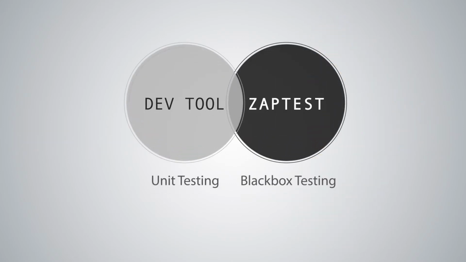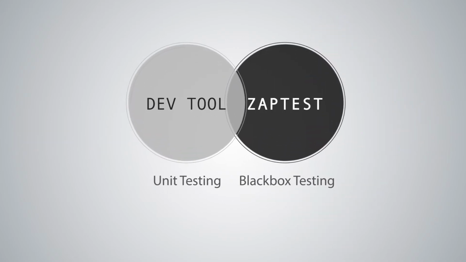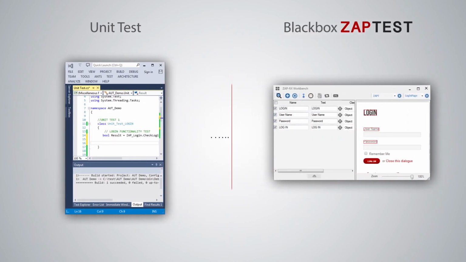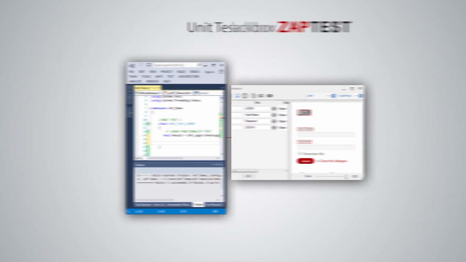ZAPTEST is not only for the QA team. To complement unit testing, development teams can use ZAPTEST's black box testing methodology. Unit tests provide white box internal testing, and ZAPTEST complements it by providing black box, higher level automated testing that simulates real user activity on the application under test.